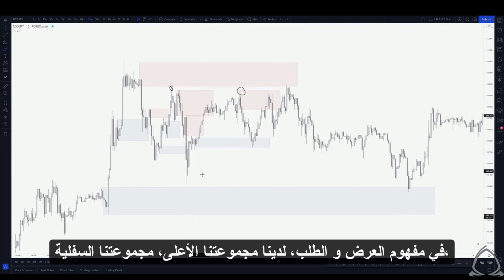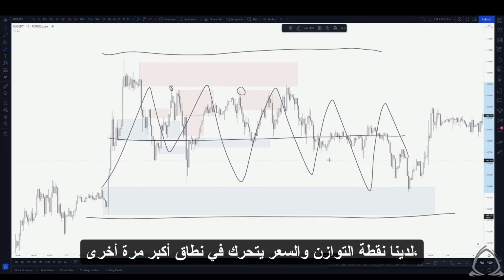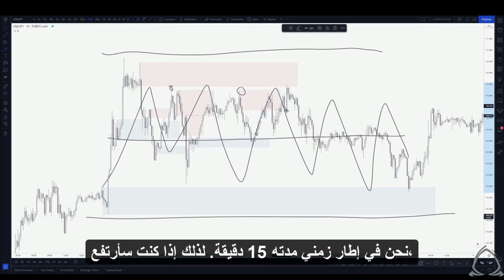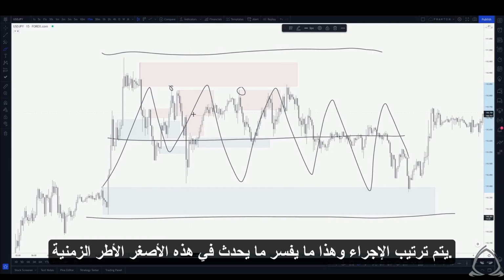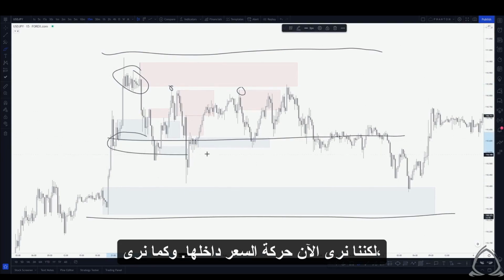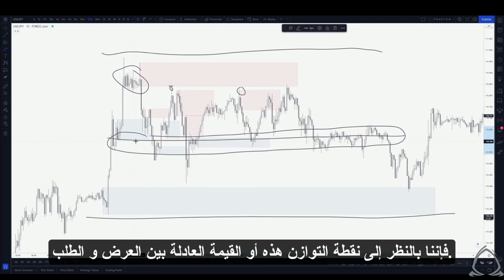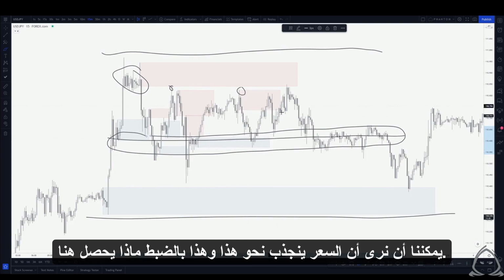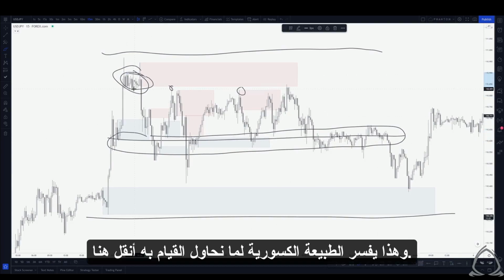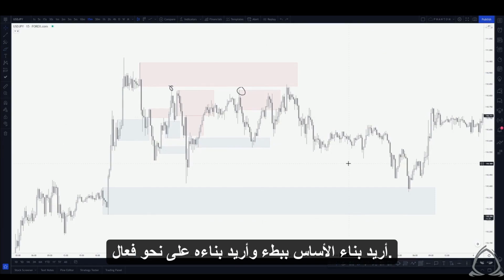Because if we look at this in the concept of supply and demand, we have our top range, our bottom range, an equilibrium point, and price is moving in a larger range. And again, we're on the 15-minute time frame. If I were to move up, what we would see in this bit of price action is a range. This explains what's going on in these smaller time frames, and now we're seeing the price action within it. We're looking at that equilibrium point, or the fair value between supply and demand. We can see that price is gravitating towards this, and this is exactly what's happening here. This explains the fractal nature of what we're trying to convey. But again, I'm getting a little bit ahead of myself. I want to build the foundation slowly, and I want to build it effectively.